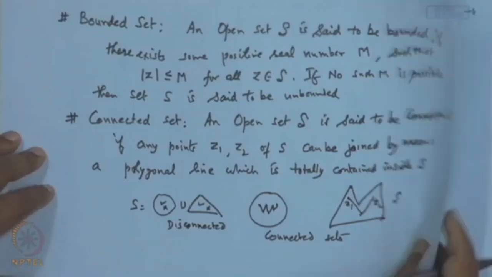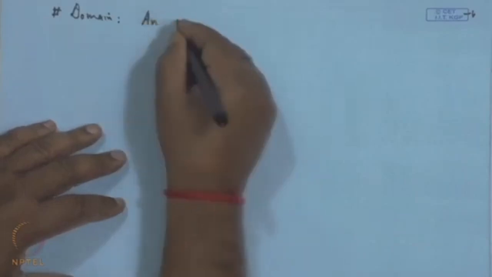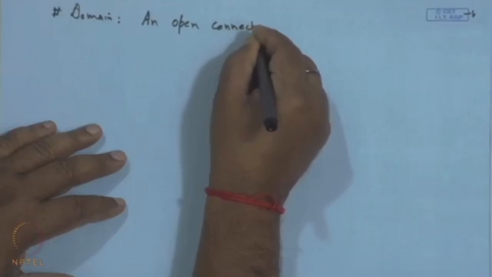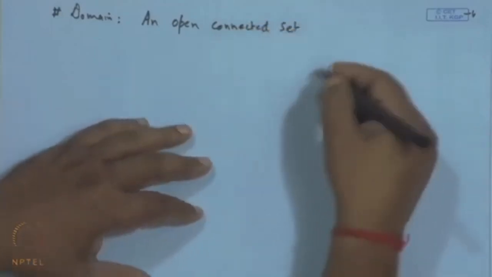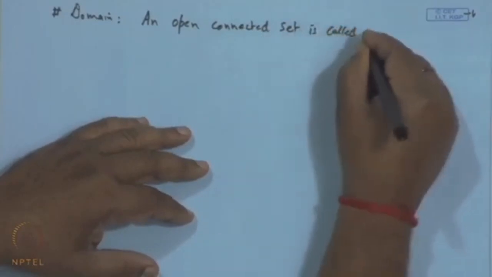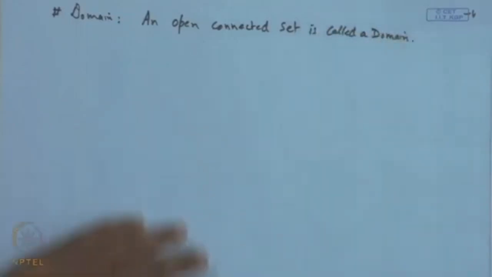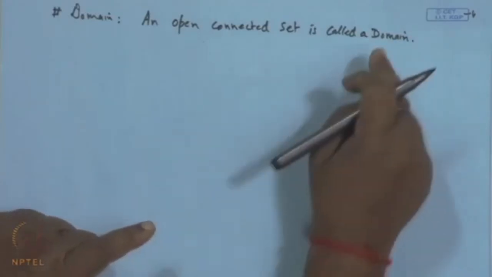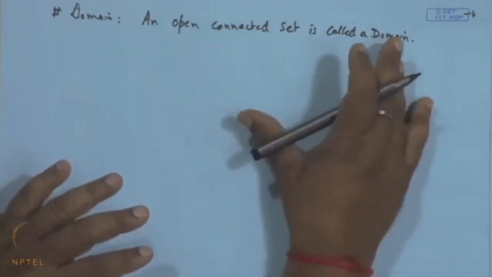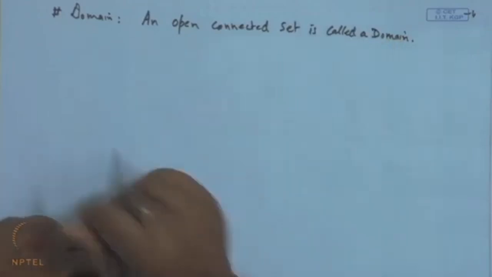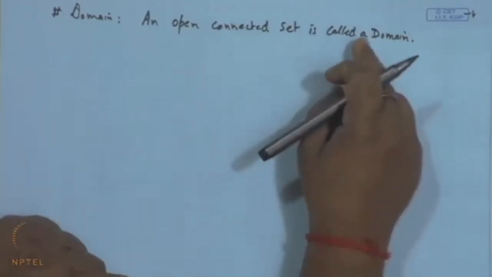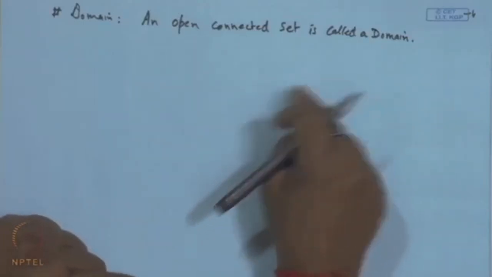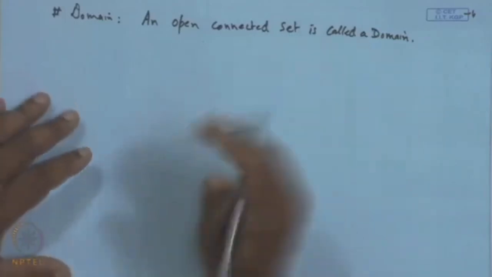Now, domain we define now. An open connected set is called a domain. So, a domain is not simply a set, but it should be an open connected set. That is, a collection of points is said to be a domain when it is an open set, that is, every point is an interior point, and connected means if we pick any two arbitrary points from the set, then one can draw a polygonal curve joining these two points which lies totally inside. Okay.